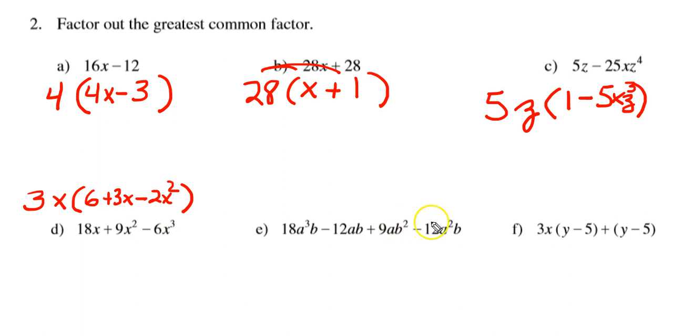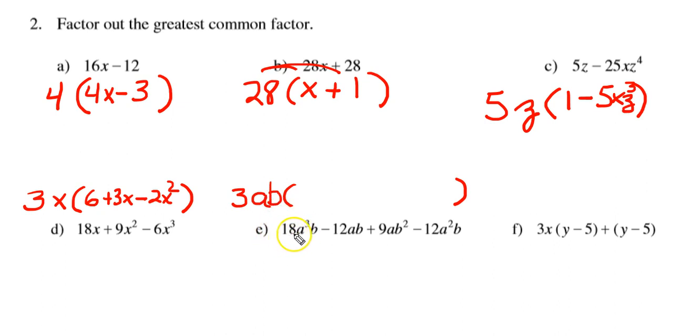And here we have 4 terms. So let's see what we can take out of each one. 18, 12, 9, and 12. And it looks like, again, the largest we can take out is a 3. And for the letters, a to the third, a to the second, we can take out an a. A b to the second, b, we can take a b out of each term.